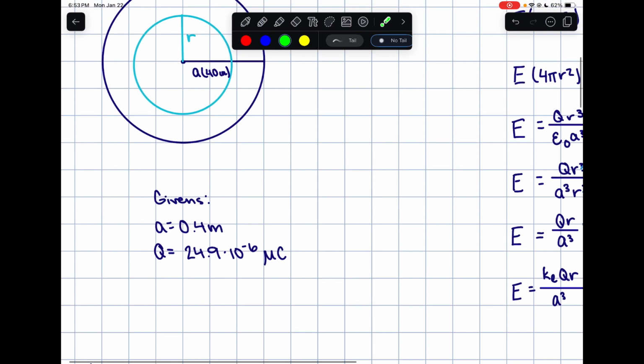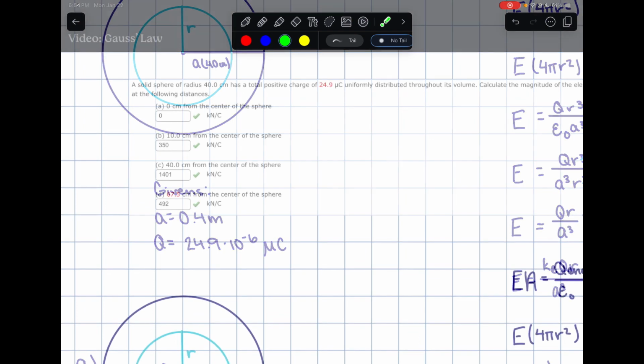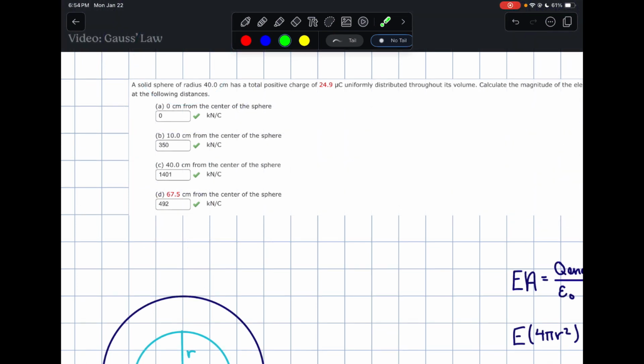Now let's take a look at our givens. We're given that a, the radius of the dark blue sphere, is 0.4 meters, and that the charge is 24.9 times 10 to the negative 6 coulombs. Now here's where it can get a little bit tricky. We're going to start by looking at part A, 0 centimeters from the center of the sphere.